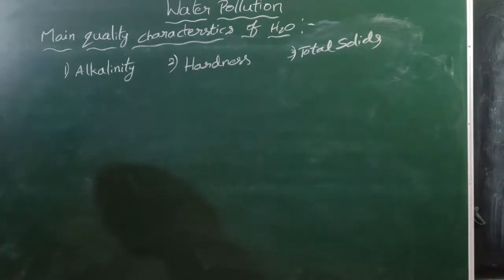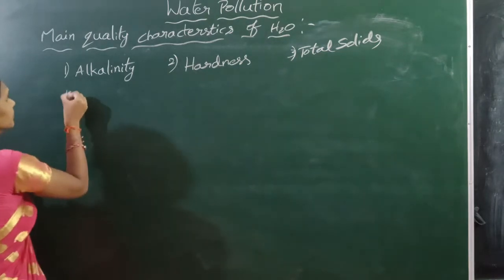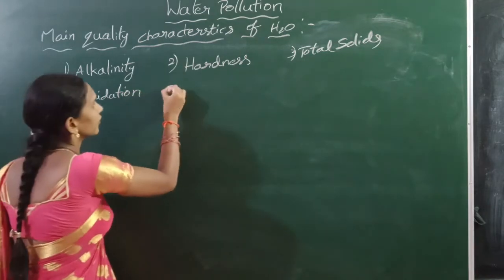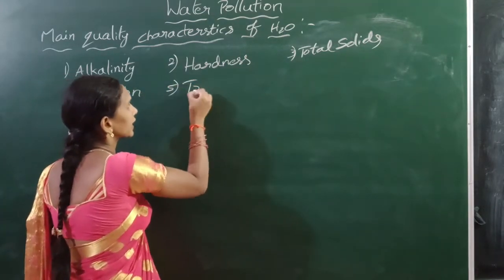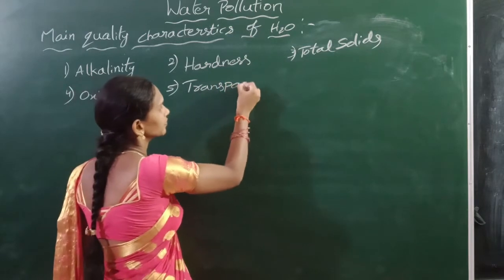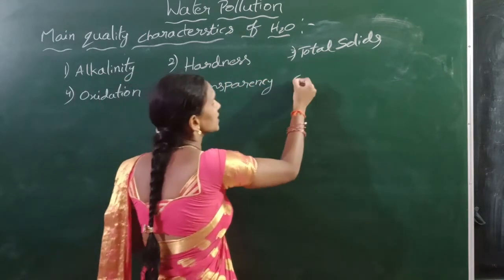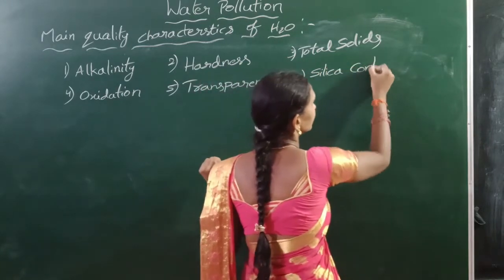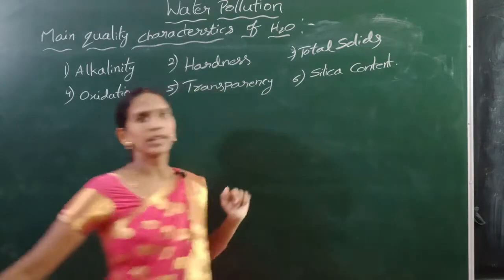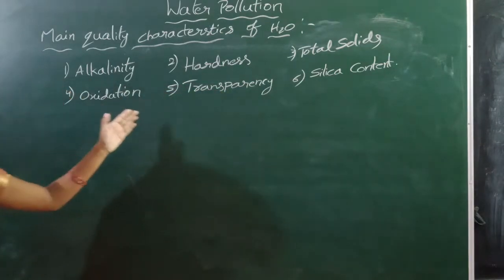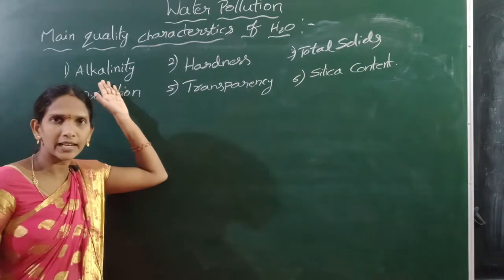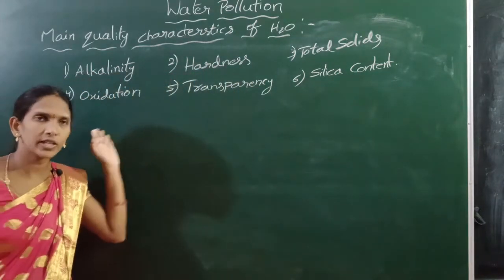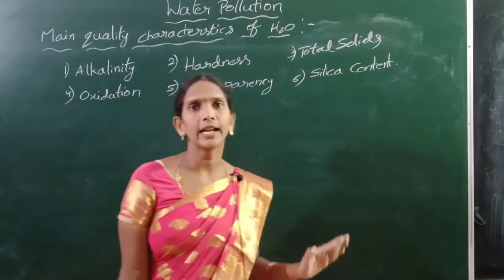The fourth one is oxidation. The fifth one is transparency. The sixth one is silica content. Okay, the main quality characteristics of water are: first alkalinity, second hardness, third total solids, the next oxidation, transparency and the silica content.